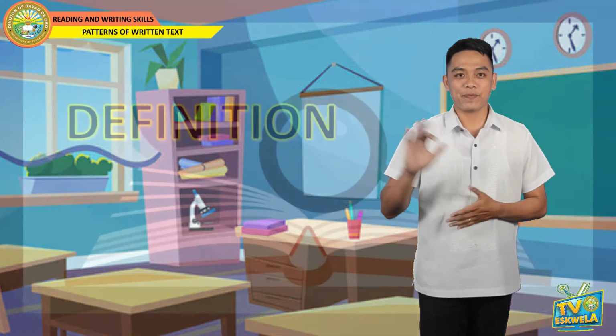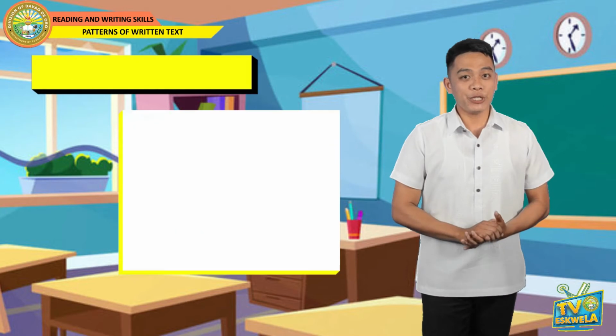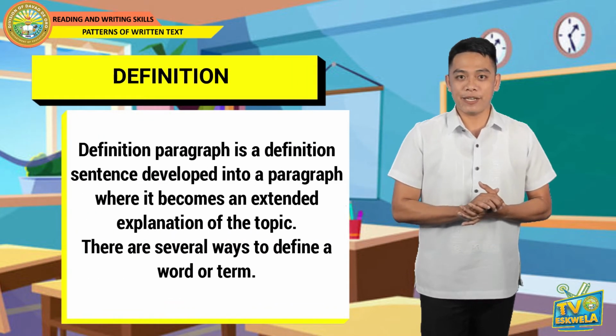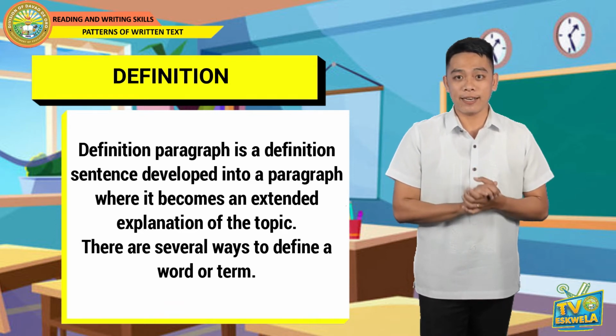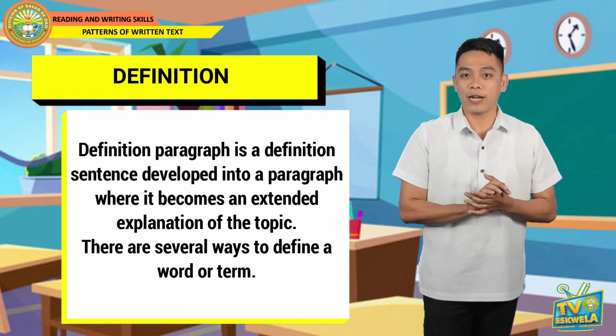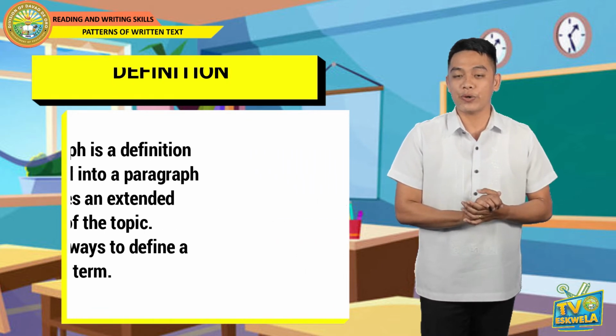Number 3. Definition. Definition paragraph is a definition sentence developed into a paragraph where it becomes an extended explanation of the topic. There are several ways to define a word or term.